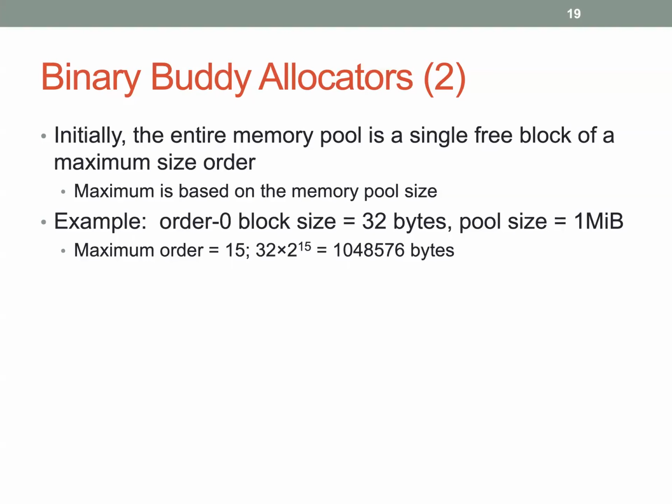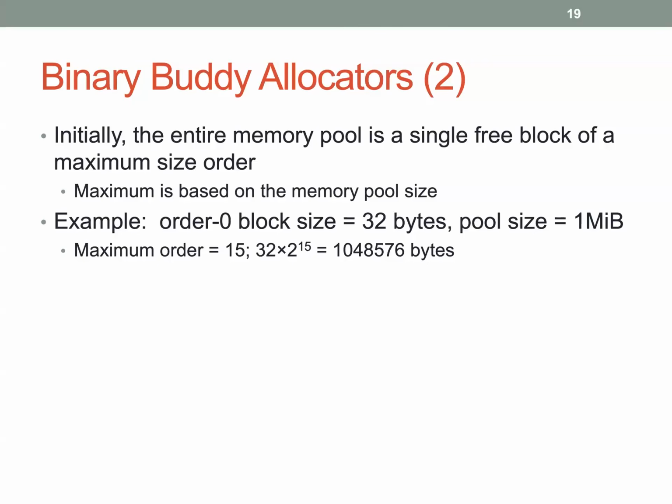And so you'll notice in the first point that I say that gives you a maximum size order. If you have a minimum size order that's, like I have on the slide, 32 bytes, and that'll be order 0, and you have a pool size of 1 megabyte or 1 binary megabyte. So as I have here, it would be 2 to the 20 in this case, so 1048576 bytes. Then you can do the math and see that 15 would be your maximum size order.